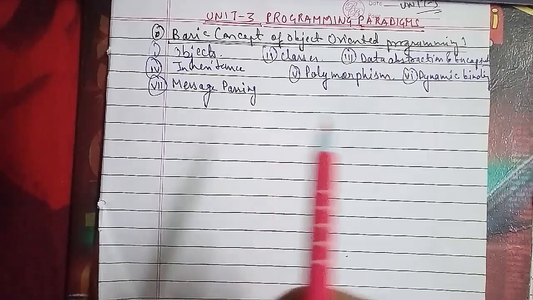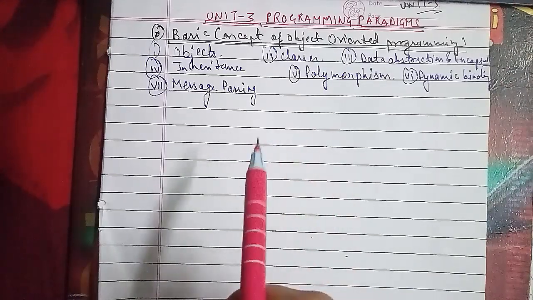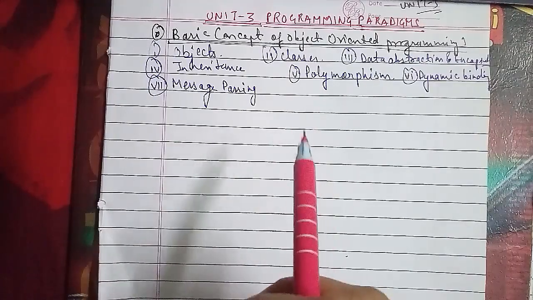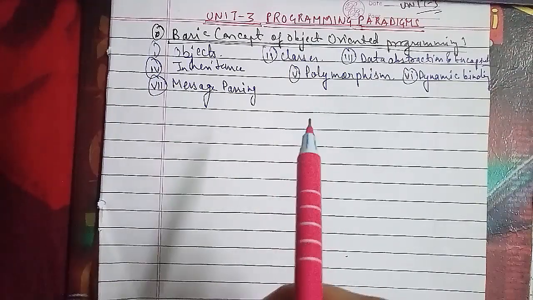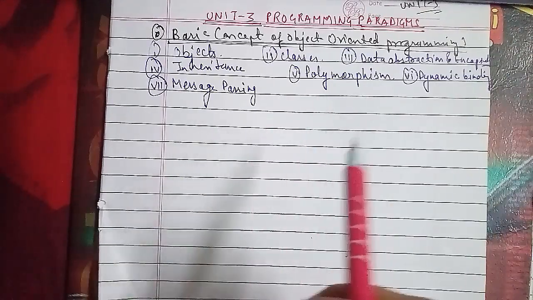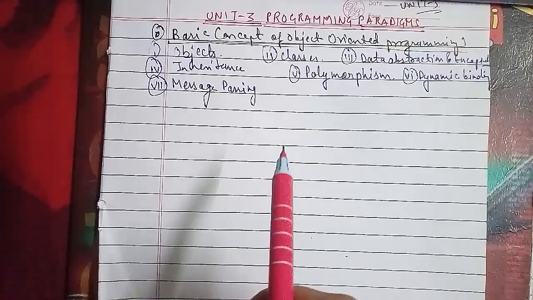Message passing involves specifying the name of the function and the information to be sent. For example, employee's salary, where the employee is the object, and the information as well as the message comes under it, and that is known as message passing here.